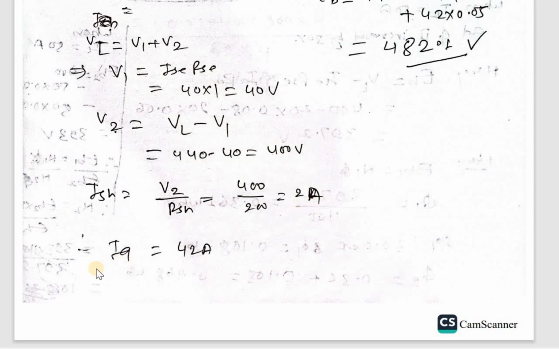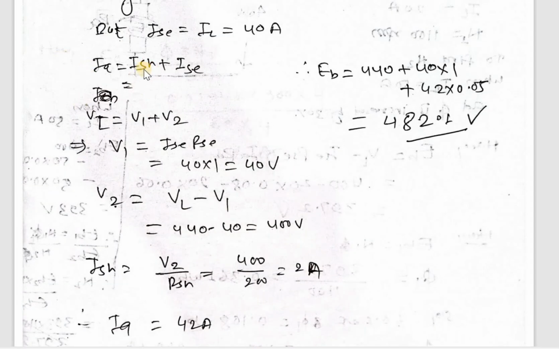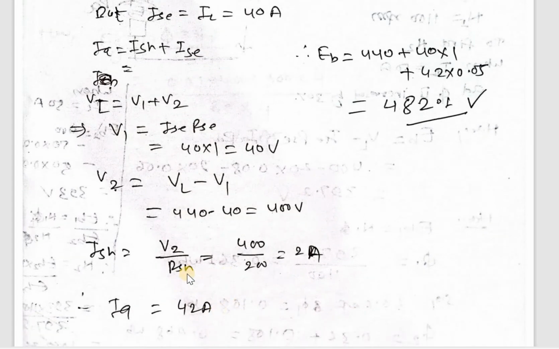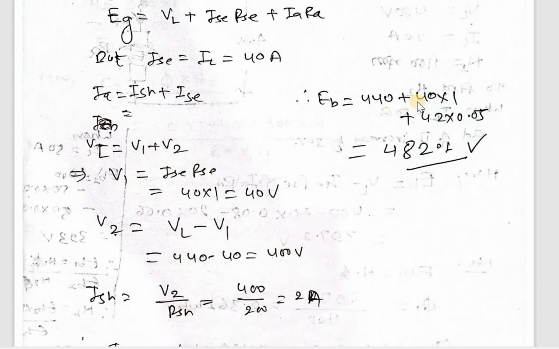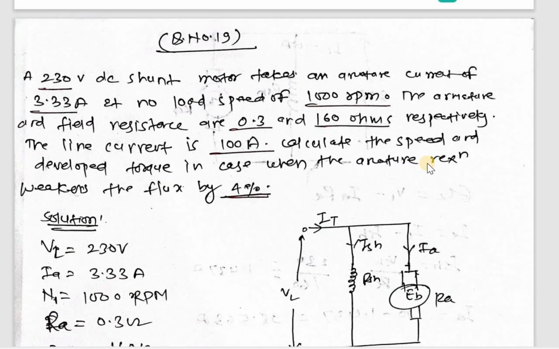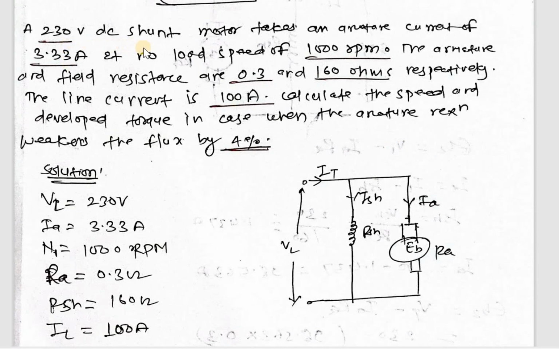So 400 upon 200 is 2 ampere. Then the value of IA equal to ISH plus ISE, then we can get 42, and EG equal to VL plus RSE into ISE plus RA IA. Then we can get 482.1 volt.